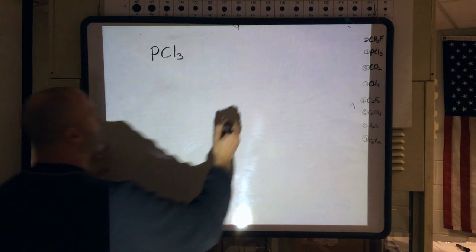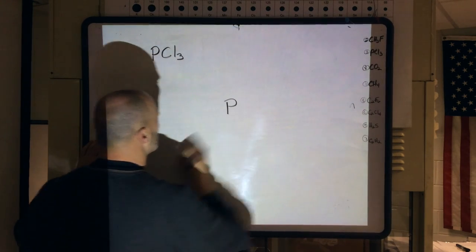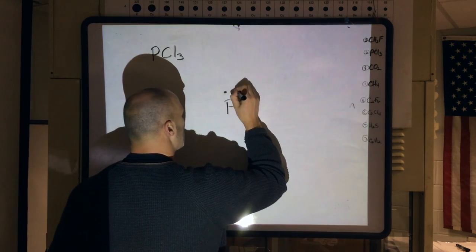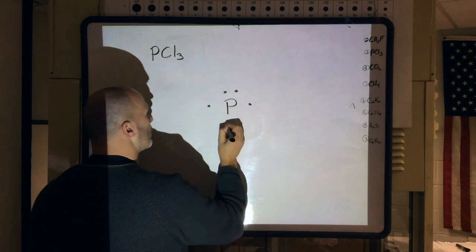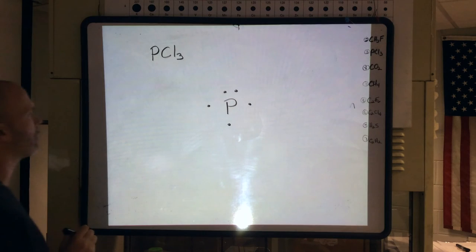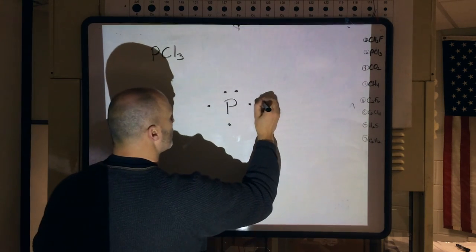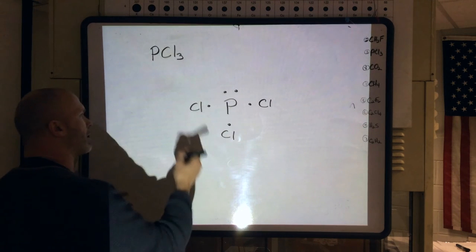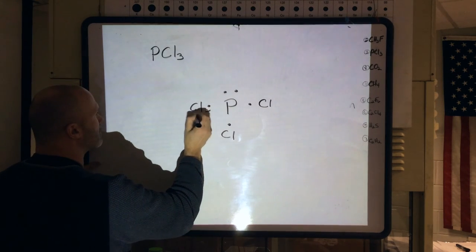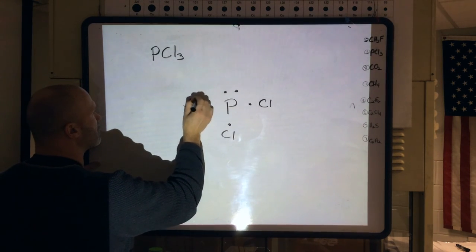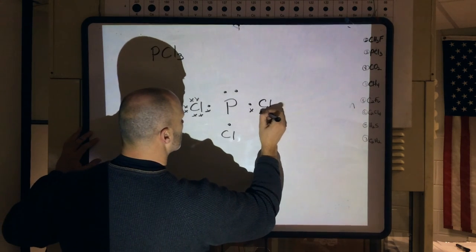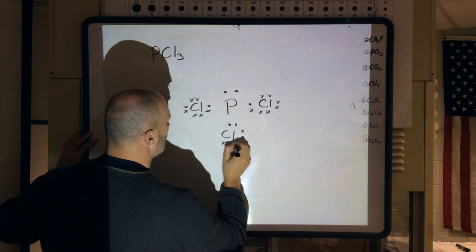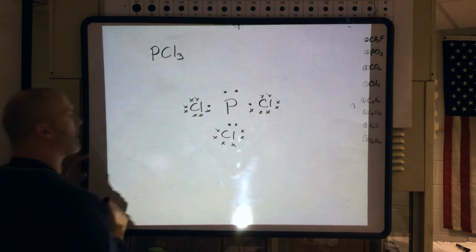Okay, phosphorus is in the middle. As we learn, it's going to have 5 valence electrons, so we put them there. It's under nitrogen, so it has very similar chemical reactivity. Chlorine is here. And chlorine, just like fluorine, has 7 valence electrons. Okay, and that's a Lewis dot diagram.